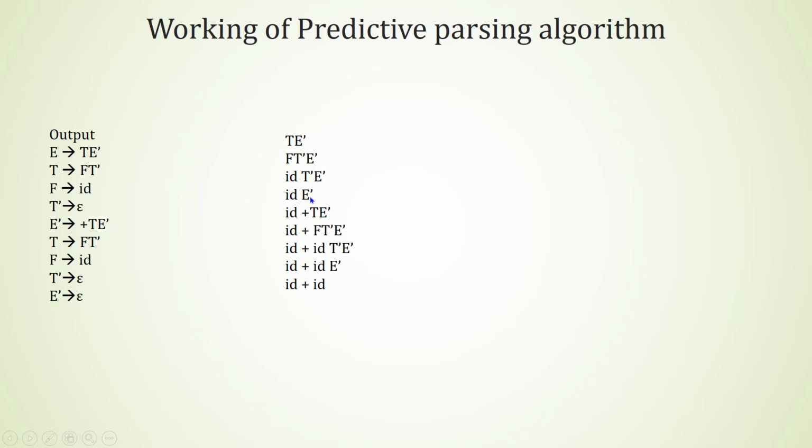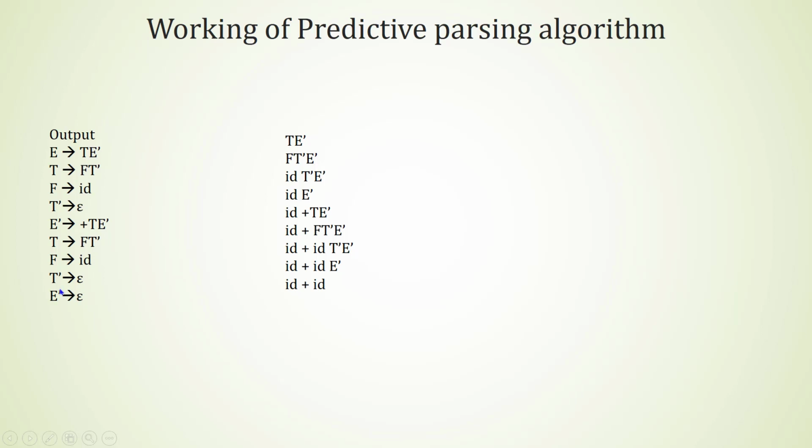So I got id e dash. Then this e dash will be replaced by plus t e dash. So I got id plus t e dash. Then t is replaced by ft dash. So id plus ft dash e dash. Then f gives id. So this f is replaced by id. So I got id plus id t dash e dash. Then t dash is replaced with epsilon. So I got id plus id e dash. Then this e dash is replaced with epsilon. So I got id plus id.